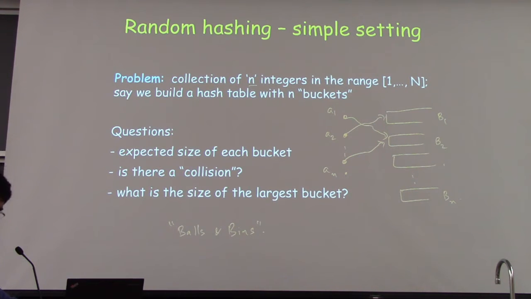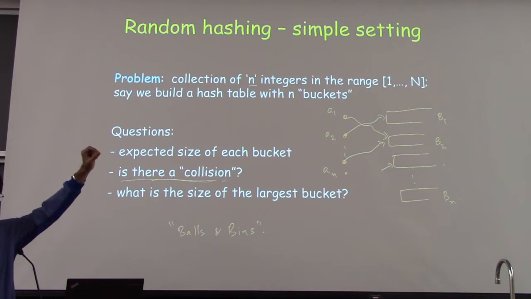What are the kinds of questions we care about? In this setting, you could ask, what's the expected size of a given bucket? How many balls end up in bucket 5 in expectation? That's a reasonable question to ask. We might also ask, will there be a collision with good probability? A collision usually means 2 balls going into the same bucket.